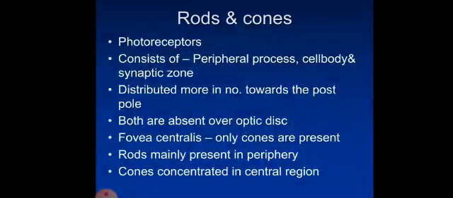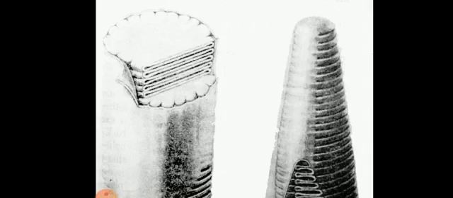Here it talks a little more about the rods and cones. Rods and cones are the photoreceptors present in the eye, and they consist of peripheral processes, cell body, and the synaptic zone. You can see that very clearly in the picture of the layers of the retina. They are distributed more in number towards the posterior pole, and both rods and cones are absent over the optic disc. At the fovea centralis, only cones are present, and rods are mainly present in the periphery. The cones are more concentrated in the central region.